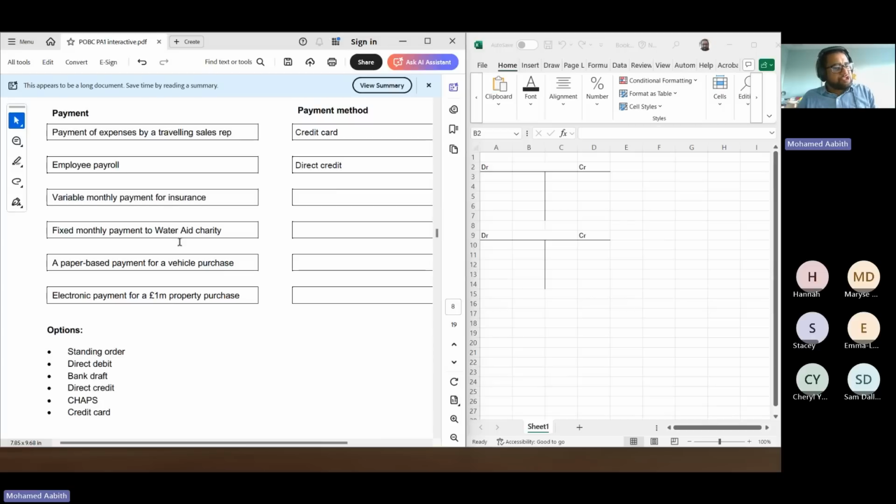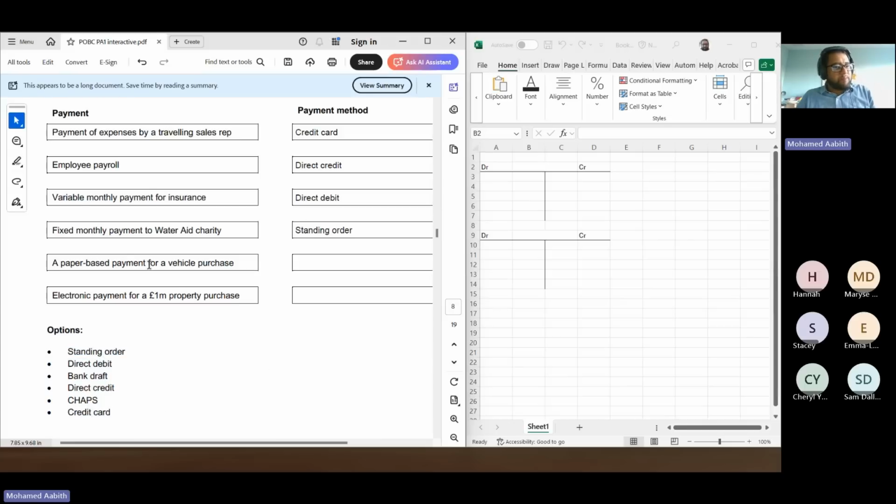Variable monthly payment for insurance, it's going to be direct debit. Why? It is going to be for a variable amount. It's been requested by the payee. And the payer will set up a fixed monthly payment to a voluntary charity. That is going to be a standing order.